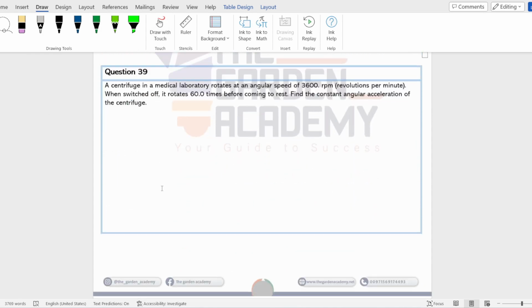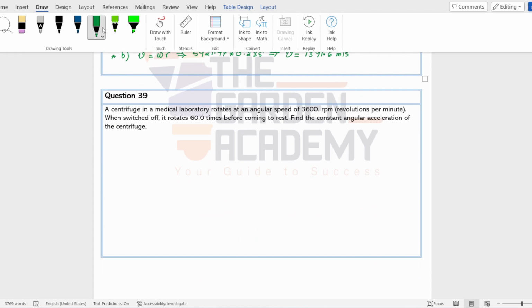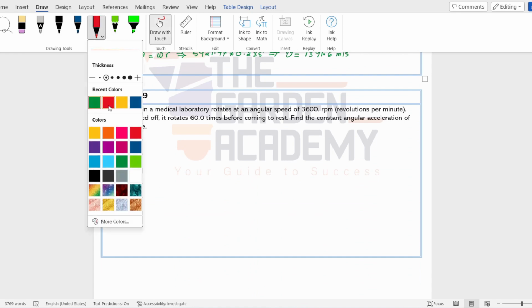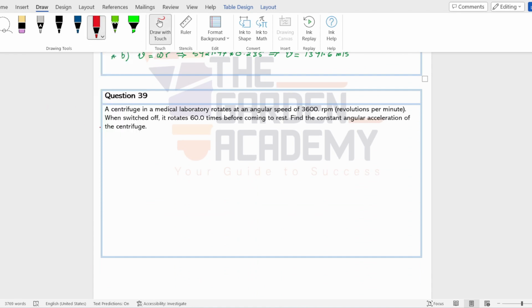Now let's go to question 39. In question 39, it's similar to the previous question. A centrifuge in a medical laboratory rotates at an angular speed of 3,600 RPM, which is revolutions per minute. When switched off, it rotates 60 times before coming to rest. Find the constant angular acceleration of the centrifuge.